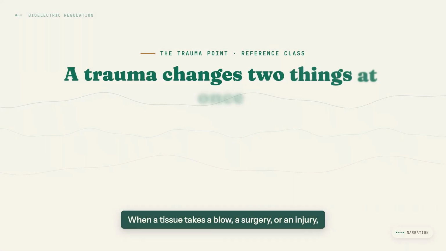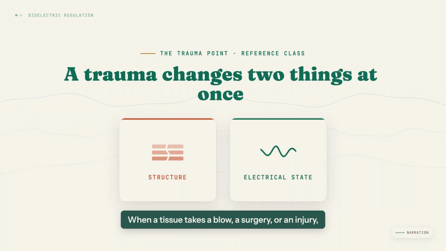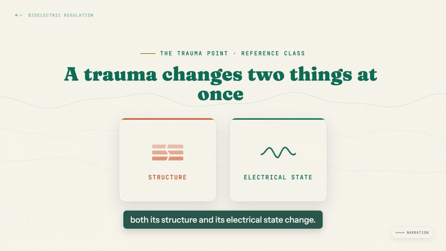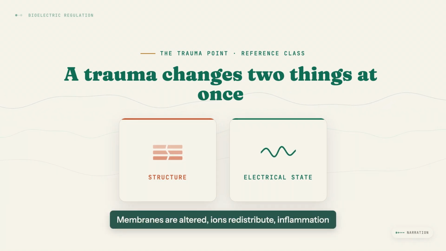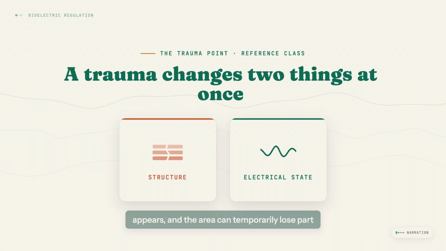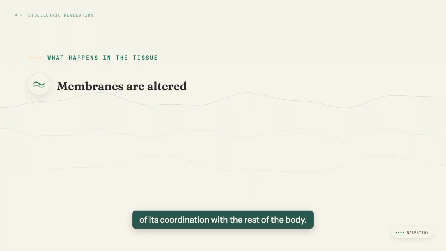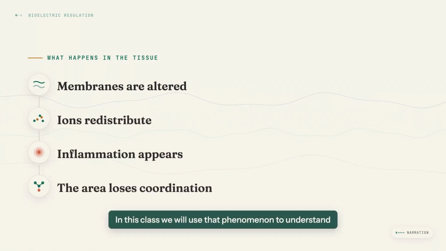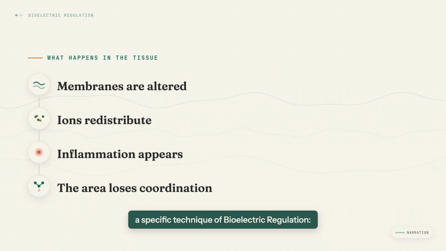When a tissue takes a blow, a surgery, or an injury, both its structure and its electrical state change. Membranes are altered, ions redistribute, inflammation appears, and the area can temporarily lose part of its coordination with the rest of the body.